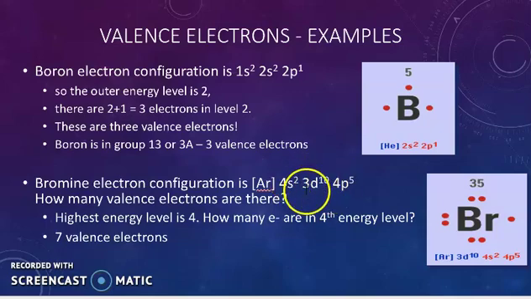We have our 3D in between. So you always just find those biggest numbers. There's a 4 here, a 4 here. I add up the electrons in there, 2 plus 5, 7 valence electrons.